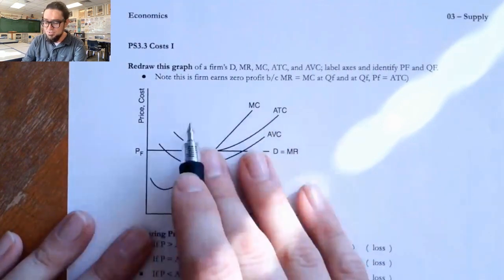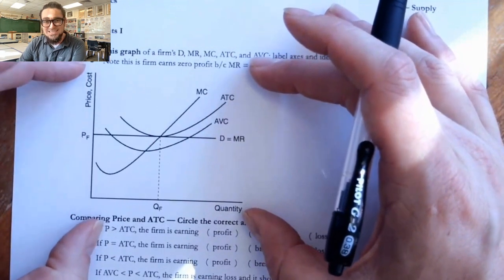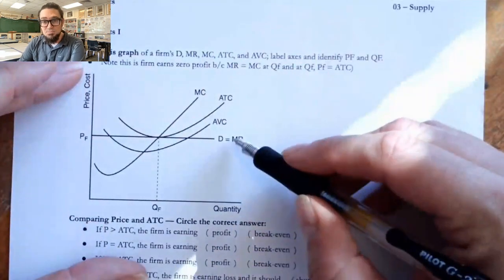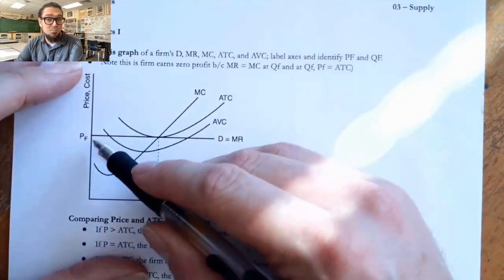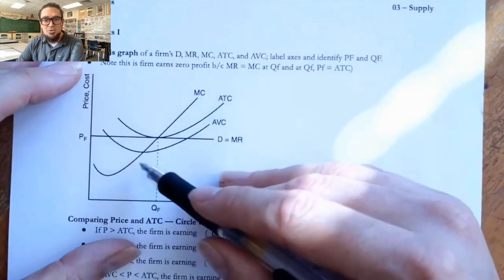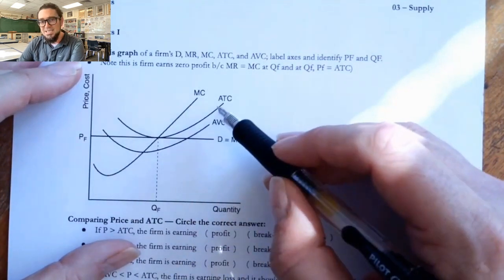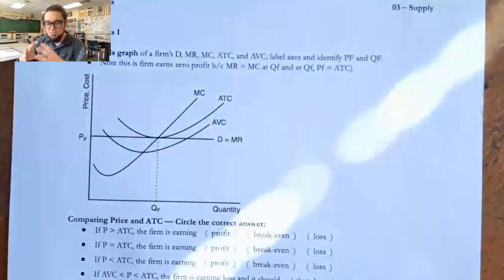So the very first picture is actually a picture that you need to be able to draw for the AP microeconomics exam. And it's a graph of a firm's MR DARP, right? The marginal revenue, the demand, the average revenue, and then of course the price the firm has to charge, which we learned in a previous video. It's also going to include the three cost curves: marginal cost, ATC, and AVC. And this firm is kind of in what we call zero economic profit.